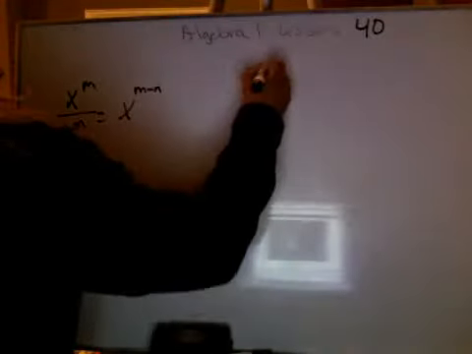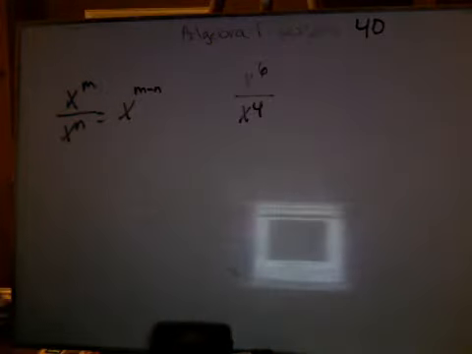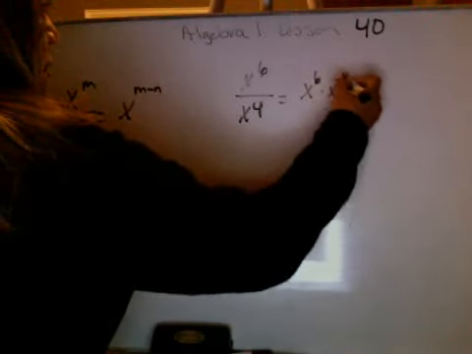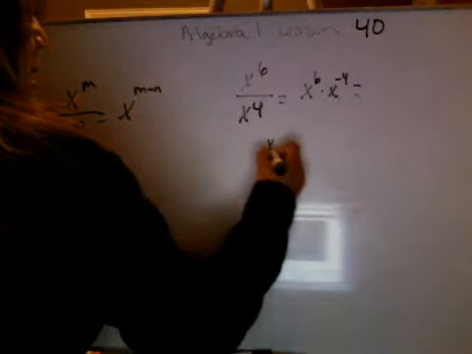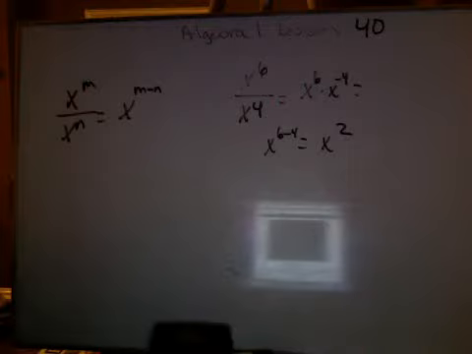So let's look at a couple. Let's look at a couple different ways. So it says simplify x to the sixth over x to the fourth. It said first write the answer with the x in the numerator. So we're going to change this to x to the sixth times x to the negative 4, which gives us x to the sixth minus 4, or x squared.